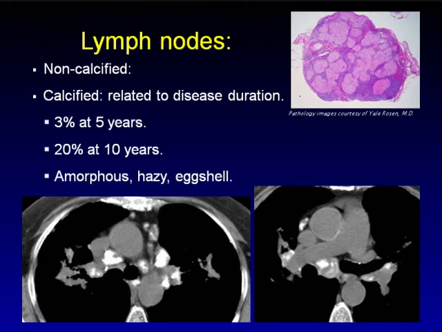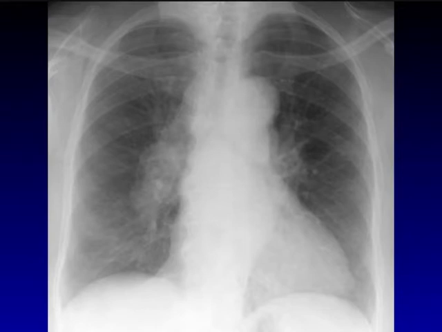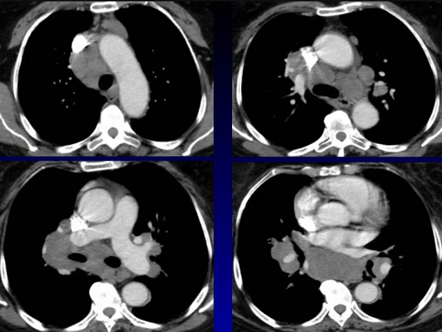Sometimes it's eggshell. Here's a patient with hilar enlargement and paratracheal opacity, and the corresponding CT shows lymph nodes pretty much everywhere. We have some nodes in the anterior mediastinum, bulky right paratracheal adenopathy. We see involvement of the AP window, the hila are enlarged, and there's subcarinal adenopathy.